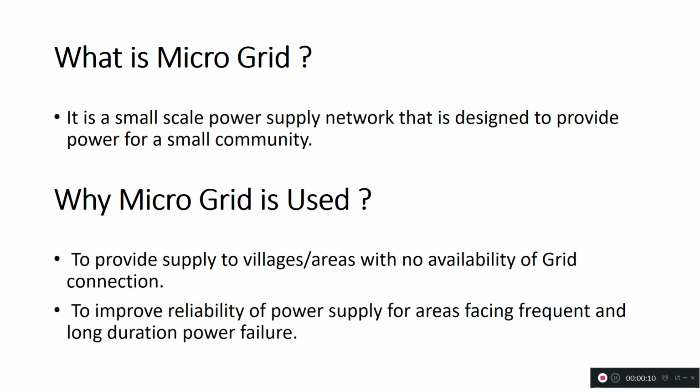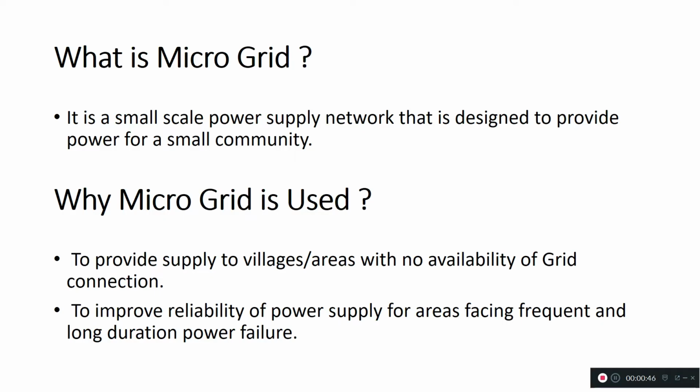So today we are going to talk about what is microgrid, why microgrid is used, and what are the components of microgrid. So microgrid, as the name suggests, micro means small. Grid is basically an interconnection network of the sources and the distribution network and the load, which is basically the consumers. So similarly, microgrid suggests a small network.